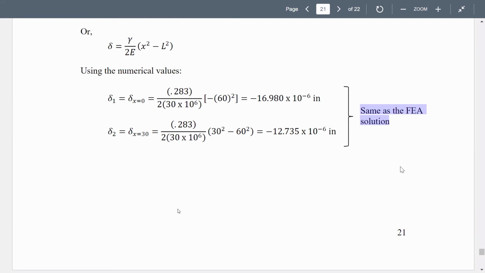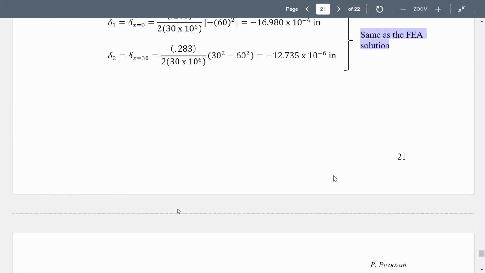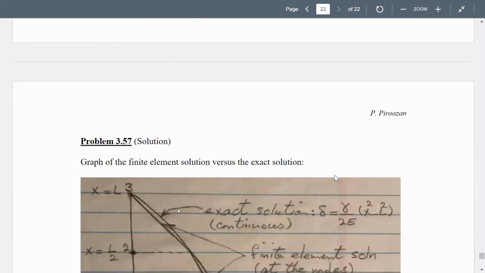Remember, at the beginning, we said finite element method is an approximate method of solving differential equations in physics and engineering. But it matches the same as what we get from exact solution. Let's plot them.